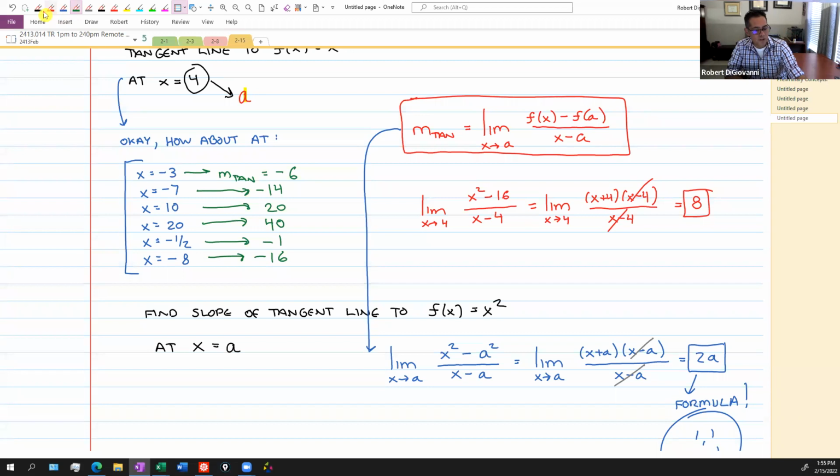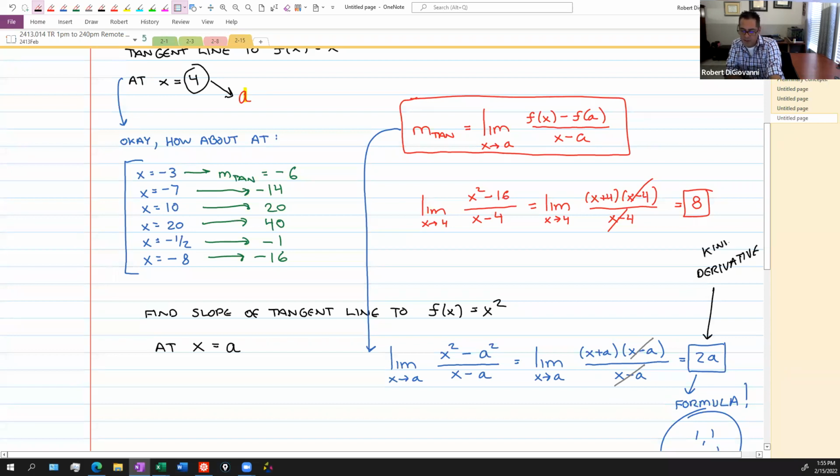I'm going to technically define this next class, but this is our first introduction into what we are going to call later the derivative. Okay, we have to make some adjustments. This is kind of the derivative. You start with the function and then you do this limit and you come up with this new formula, and that new formula will always give you the slope of the tangent line at some point A.